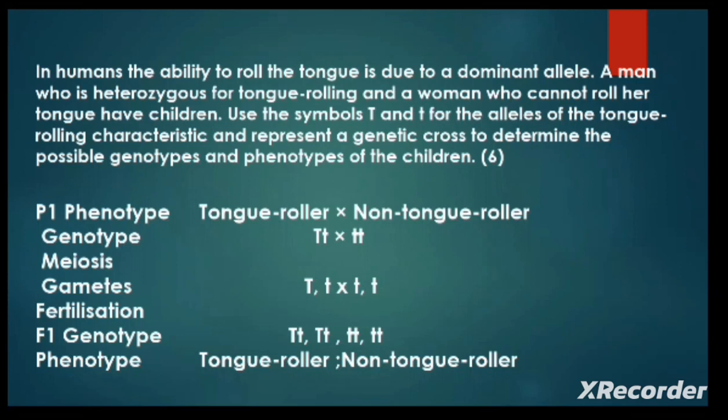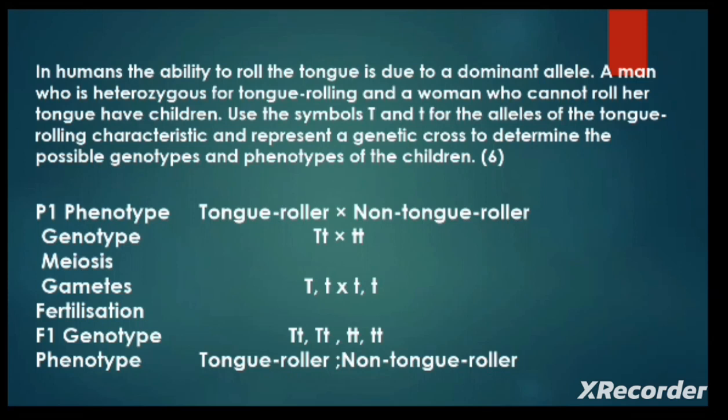A man who is heterozygous for tongue rolling and a woman who cannot roll her tongue have children. Use the symbol T and t for the alleles of the tongue rolling characteristic. So they've given us a symbol T that we must use. For being able to roll a tongue, the allele is the big letter. Not being able to roll a tongue, the allele is the small letter. Because the question says represent a genetic cross to determine the possible genotypes and phenotypes of their children, they want to see if their children will be able to roll their tongue or not.